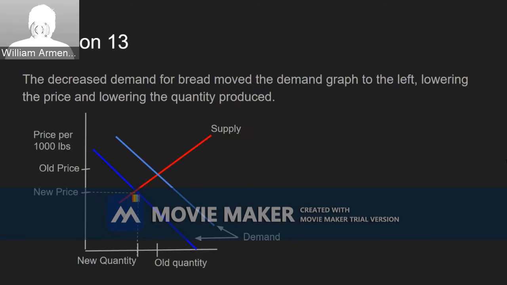For question 13, the paleo diet, which emphasizes eating more meats and fewer grains, has become popular. That decreased the demand for bread and moved the demand graph to the left, lowering the price and lowering the quantity produced.